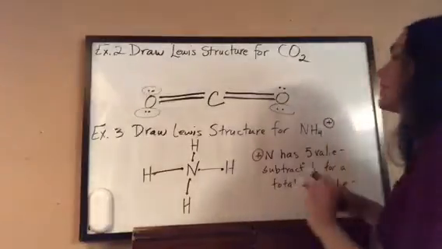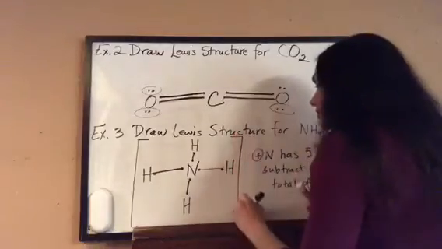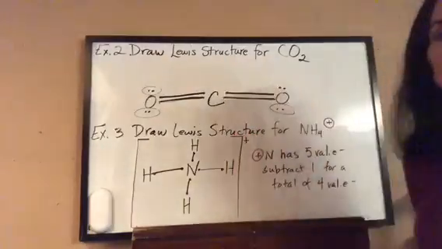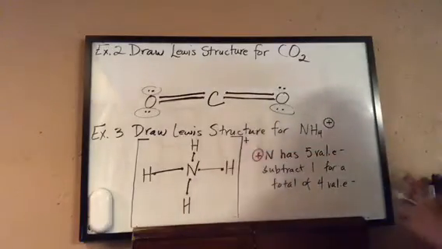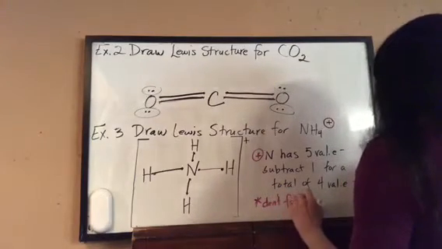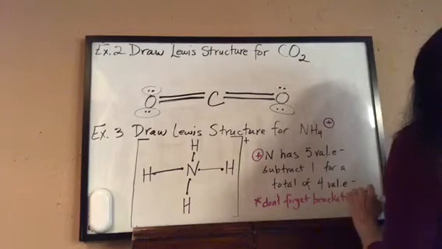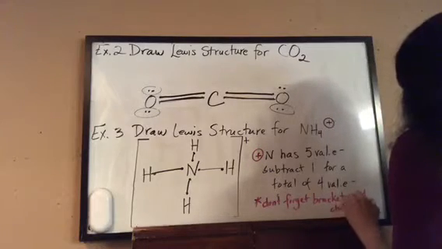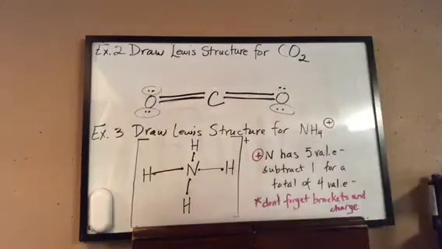Now, because it's a polyatomic ion, we need to draw square brackets around the Lewis structure and put a plus charge outside of it, okay? If this were a different charge, we would then put that respective charge in that same location. Don't forget brackets and charge. Okay, so that's an example of a Lewis structure for a polyatomic cation.